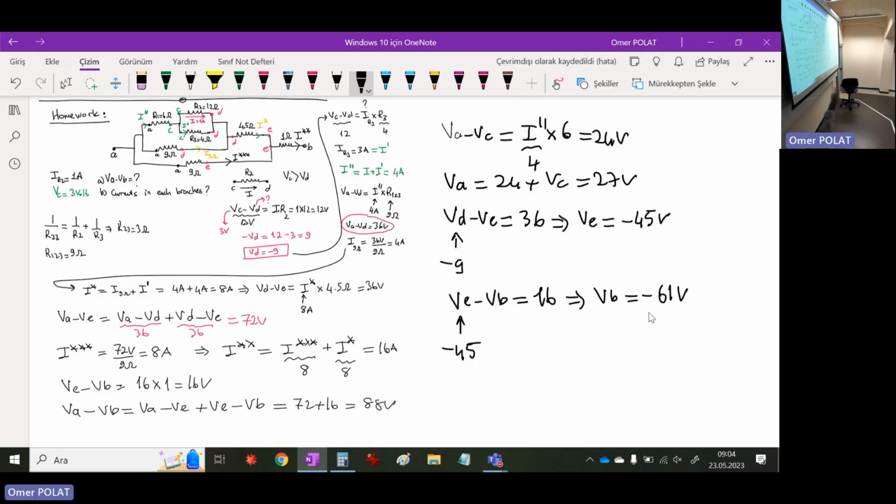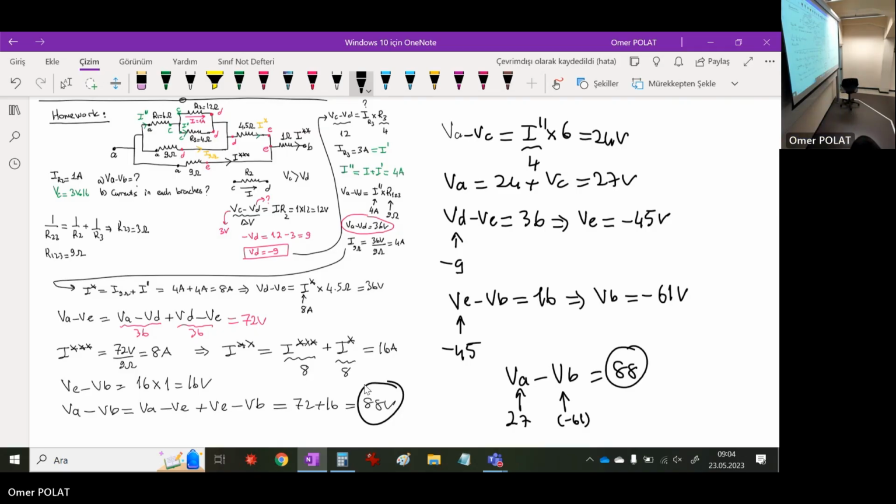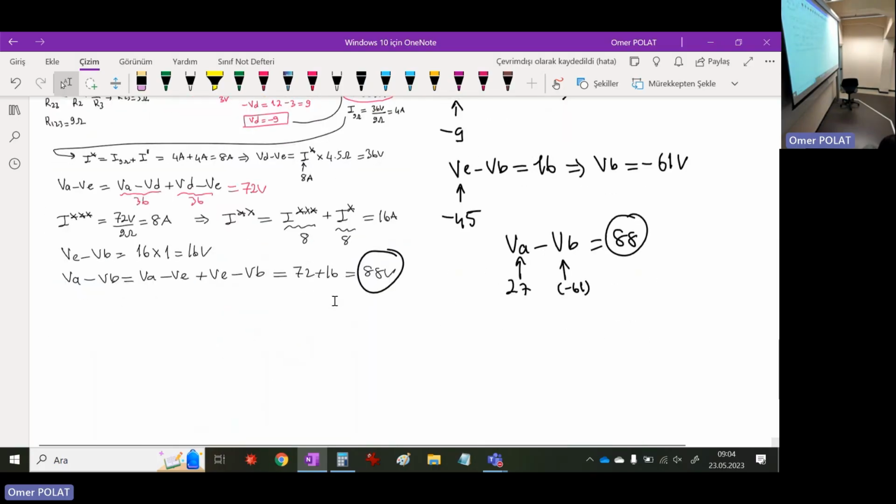Let's test now. VA minus VB again. This is 27. This is minus 61. What is the total difference? 88. Same. I can test. Okay. So you can find all of the potentials. I know A, I know B, I know C, D, E. All of them I can find. Yes, this is the homework.